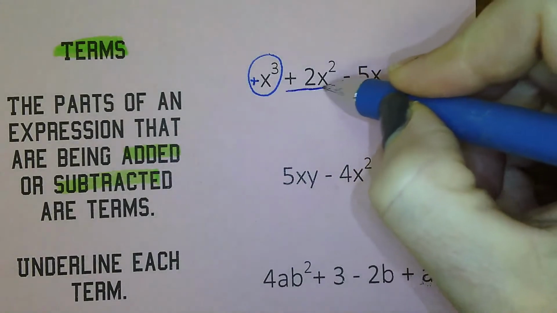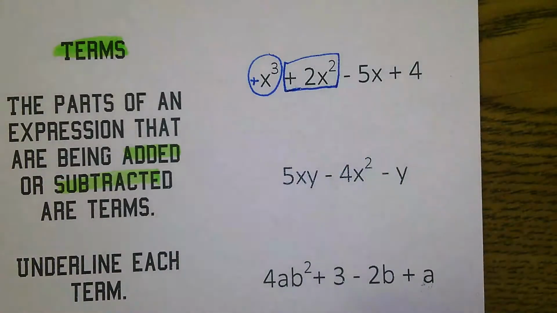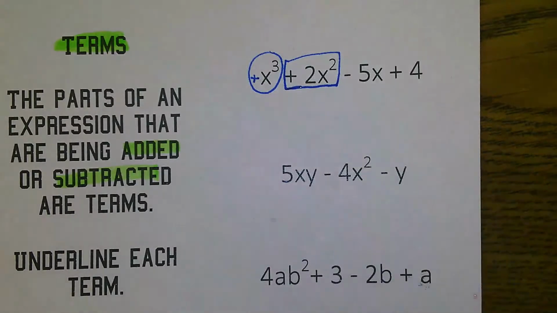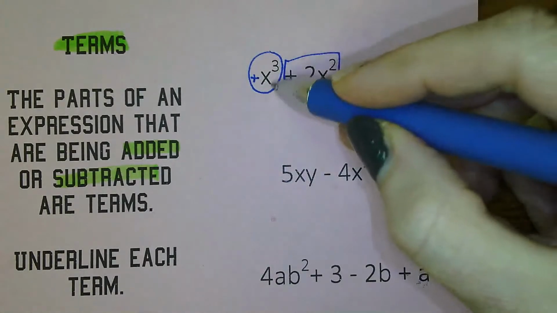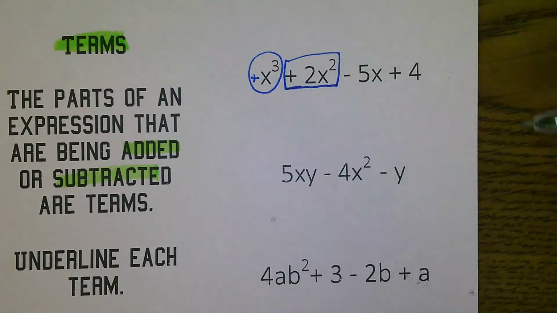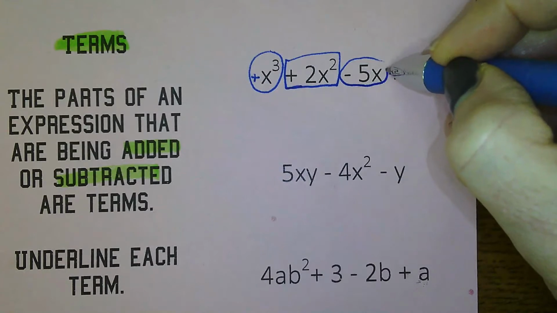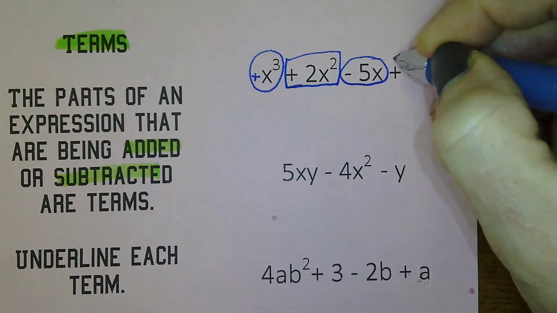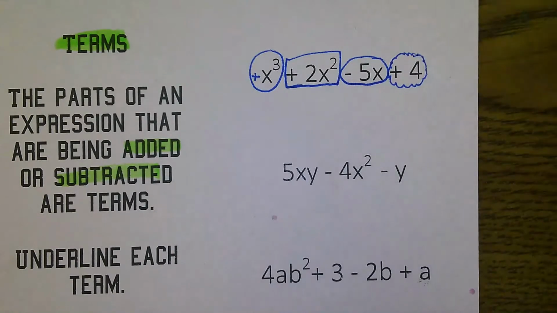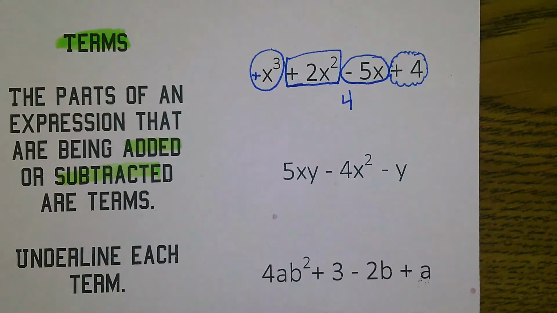Our second one, I'm going to put a box around it, is going to be, we're going to add 2x squared. And these can be anything. These are like your tacos and your nachos and your french fry problems from last week. So an x squared is different than an x cubed. So this is going to be a taco, and this would be a nacho. The next one, I'm going to put an oval around it, is our negative 5x. And our last one is positive 4, our constant. So there are 4 terms in this expression.